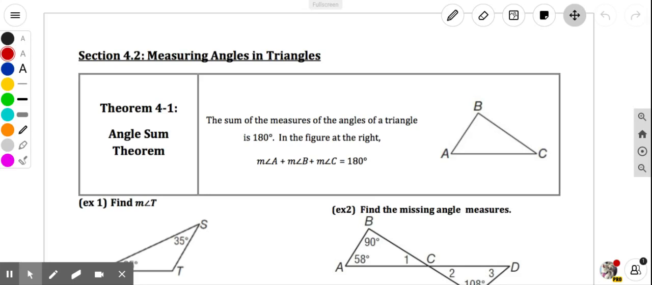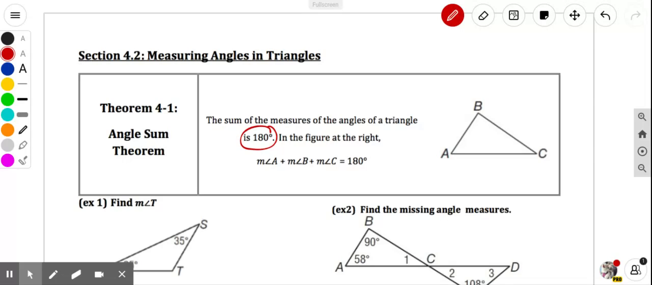Hey everyone, so the next lesson for this unit is on the angles in triangles and all about how to find the measures of the angles. The first theorem that we're going to talk about is called the angle sum theorem. We've actually already talked about this earlier in the year when we did the angle puzzles in chapter 3. But basically it just says that the sum of the measures of the angles in a triangle is 180.